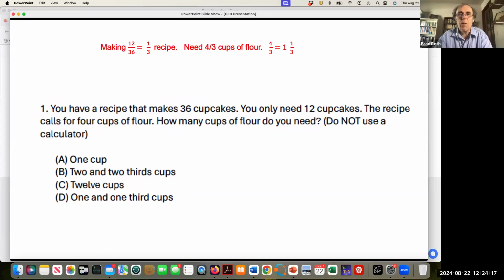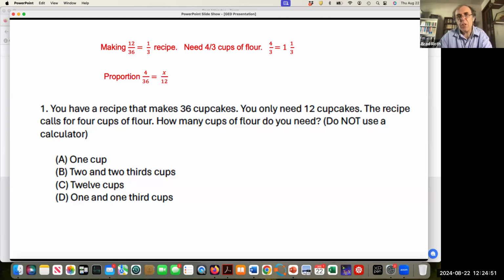So this is the type of problem you need to be able to do without a calculator. I think the easiest way is just to say you need 1/3 of the recipe. So 4 cups of flour is 4/3. Notice students need to be comfortable with both improper fractions, where the numerator is larger than the denominator, and converting them to mixed fractions, 1 1/3. So they need to be fairly comfortable with fractions.